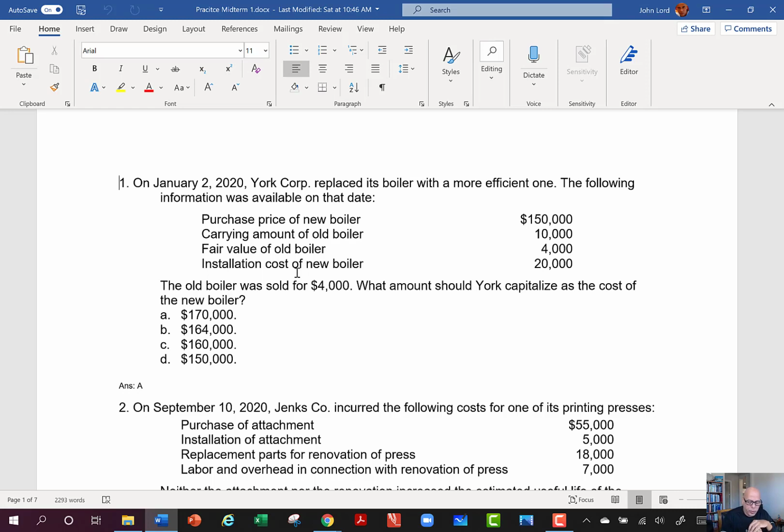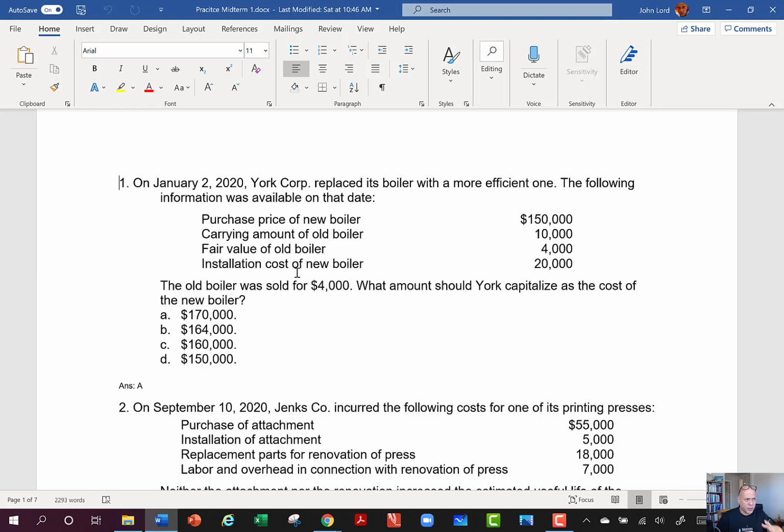Your corporation replaced a boiler with a more efficient one. The following information was available: purchase price of the new boiler, etc. The old boiler was sold for $4,000. What amount should you capitalize as the cost of the new boiler? Now, you've got to be careful because in chapter 10 we talked about non-monetary transactions, and that's probably one of the more difficult areas that we've looked at, and we'll see a couple examples of questions in this practice midterm coming up. But this is not one of those questions, okay?